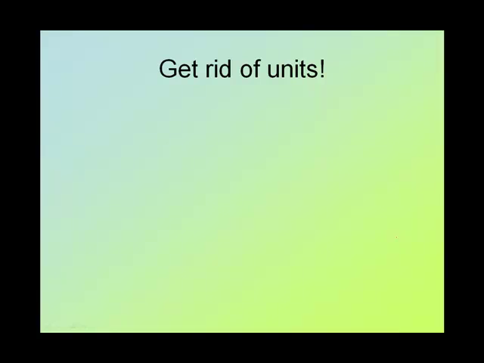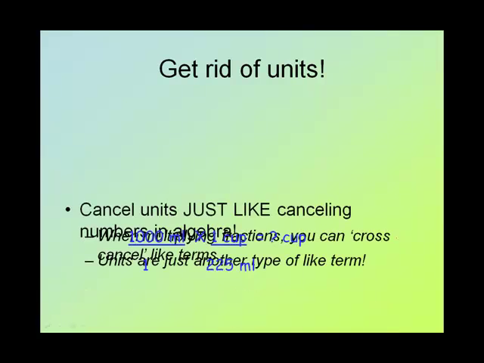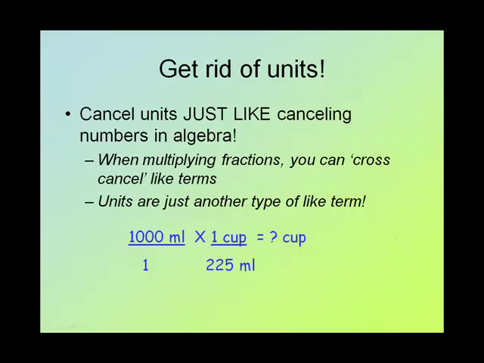The reason why you do that is to get rid of units. For example, when you have units on top and units on the bottom, just like in algebra, you're able to cancel units. When you multiply fractions, you can cross cancel like terms. Okay? For example, these milliliters and these milliliters are going to cross out. Okay? So when we cross out units, we're going to be left with the unit that we're looking for, which is cups.